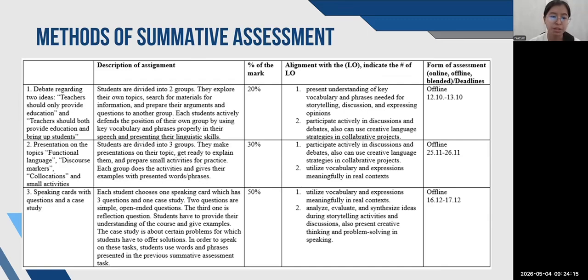And the last one is speaking cards with questions and a case study. Each student has to answer certain questions and solve problem task. This task will be evaluated as 50 points, and they will use vocabulary and expressions meaningful in real context, and analyze, evaluate, and use their problem-solving skills.